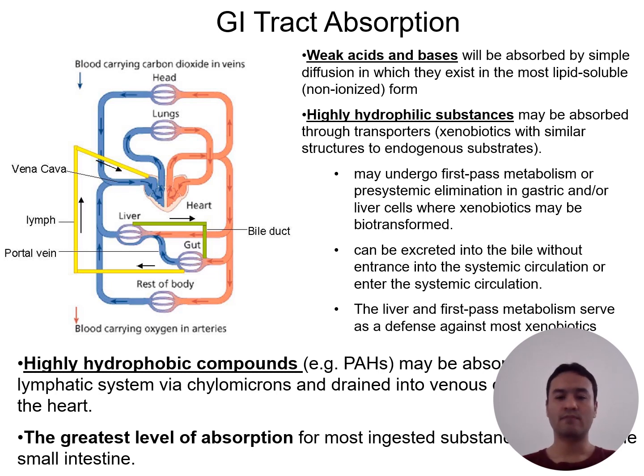Highly hydrophobic compounds may be absorbed into the lymphatic system via chylomicron. Okay, chylomicrons are lipoproteins that are used to transport lipid soluble compounds. In this case, it easily passes through the lipid bilayer of the cell, but during the transport to the liver, they need to be transported using chylomicron first in the lymphatic system. Not the same as the hydrophilic components, whereby the hydrophilic components will be transported directly in the blood straight to the liver. But for the hydrophobic compounds, through the lymphatic system first, and then they enter the blood, and then they enter the liver. The greatest level of absorption for most ingested substances happens in the small intestine.